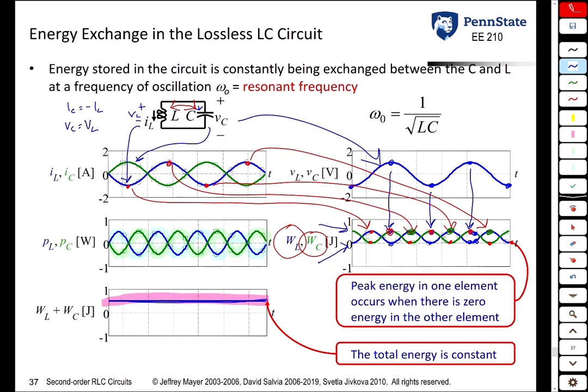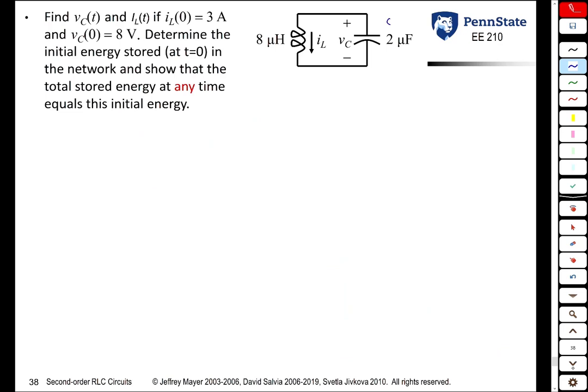Once again, this makes sense because there's no resistor to dissipate the energy, and the capacitors and inductors themselves do not dissipate energy. They just store it temporarily and then release it back to the circuit. With those preliminaries done, we can now do a couple simple examples with lossless LC circuits.